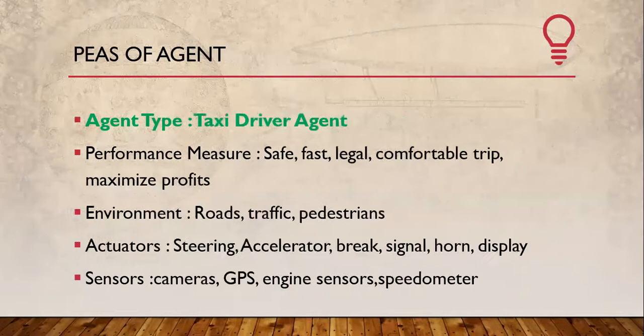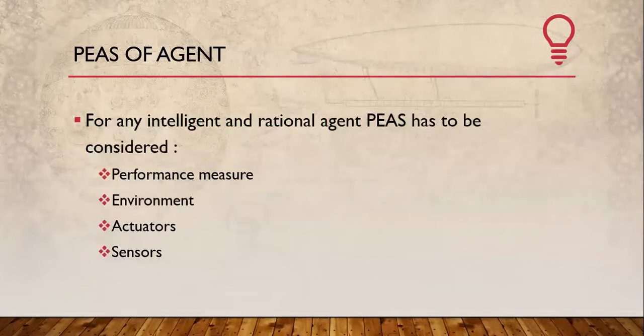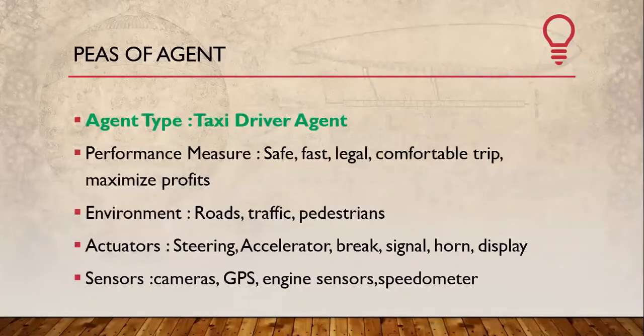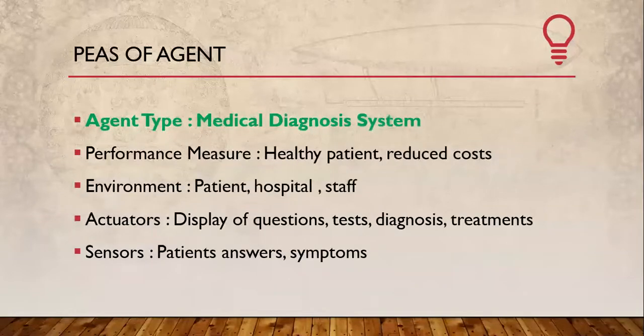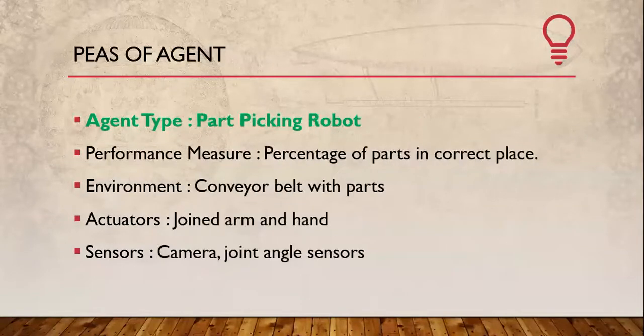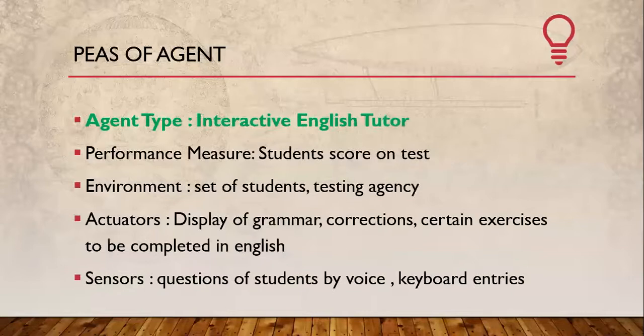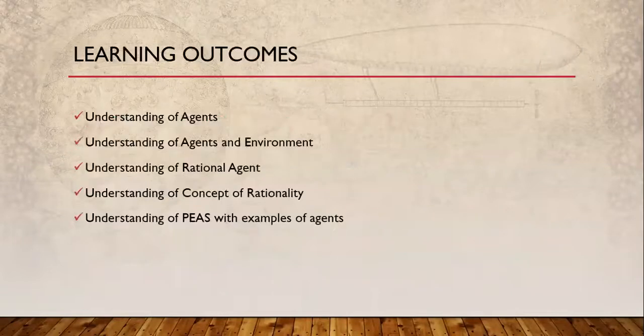Again, if we just quickly go back, then PEAS of an agent is nothing but the performance measure, the environment, the actuators, and sensors. And these are the four important things which are always going to be associated with the agent. So we saw examples of a taxi driver agent, medical diagnosis system, part picking robot, and interactive English tutor. If we look at today's session, I think we understood the concept of agents.